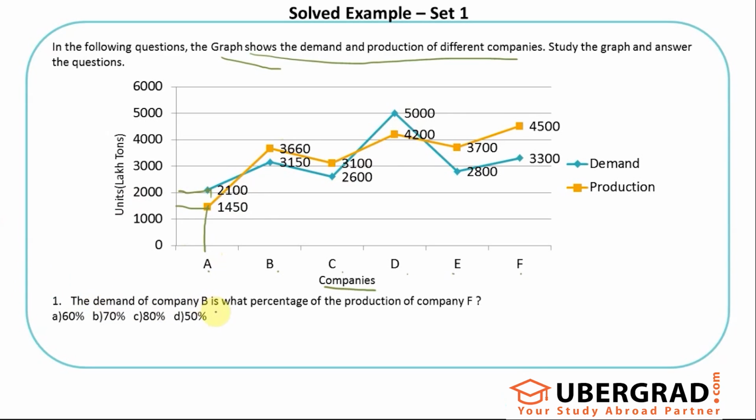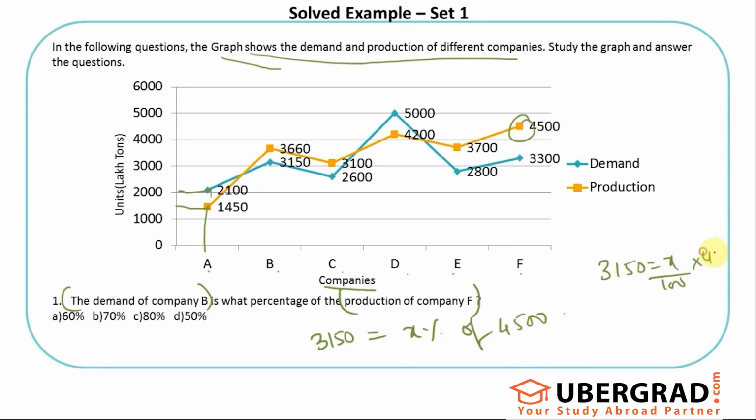So the demand for company B is what percentage? I don't know. I'll take it as X percentage of the production of company F. What is the demand of company B? The blue diamond, 3150. So the demand of company B, 3150, equals X percentage of the production of company F. What is the production of company F? The orange block F, this is 4500.